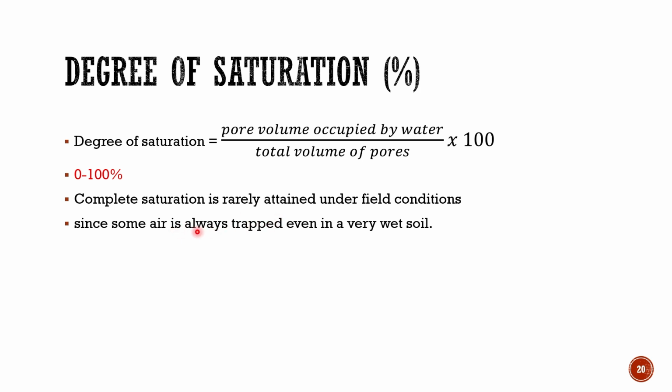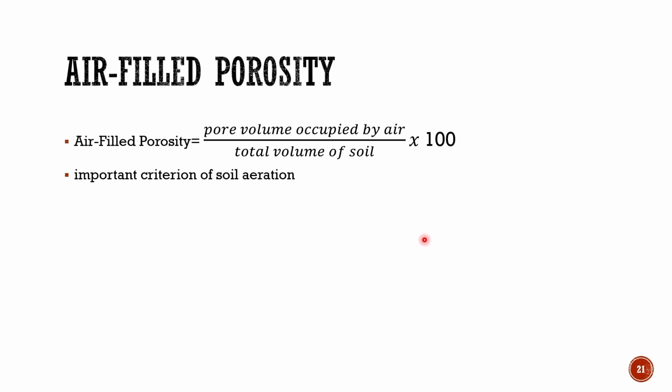See that, because in a very wet soil some air can be trapped. So if there is some air, the total volume of the pore will not be occupied by the water. So degree of saturation will not be 100 percentage. So complete saturation is rarely attained under the field condition. Complete saturation can be attained, but in field condition it is rare because air can be trapped even in the very wet soil.